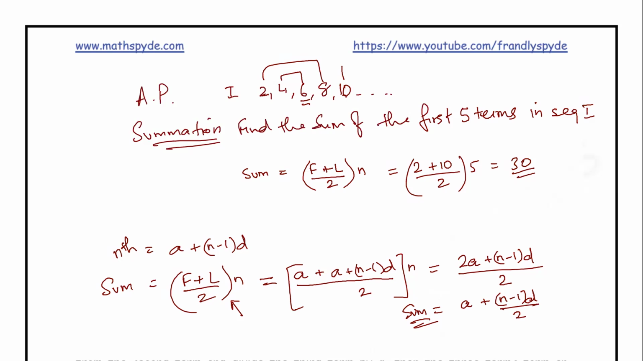I'm just double checking my work. Yeah, I think I forgot the n part. So then it'll become a plus n minus 1 d by 2, and then it'll be into the whole thing into n.